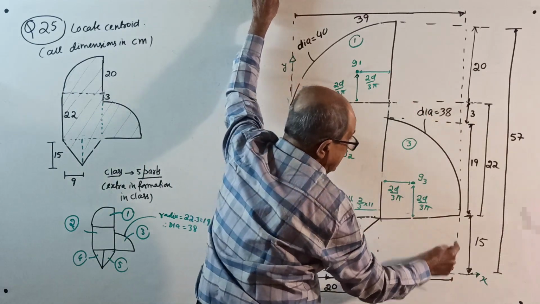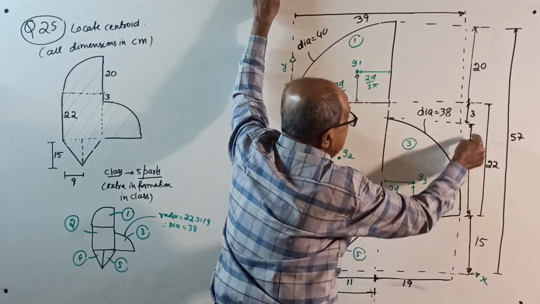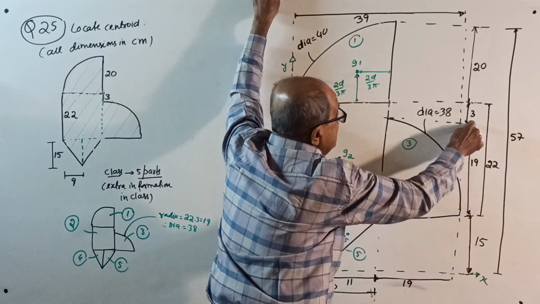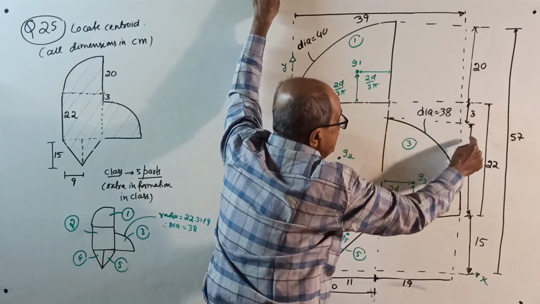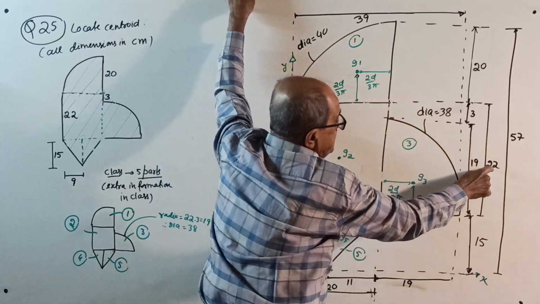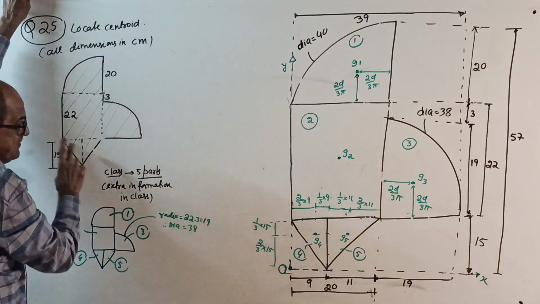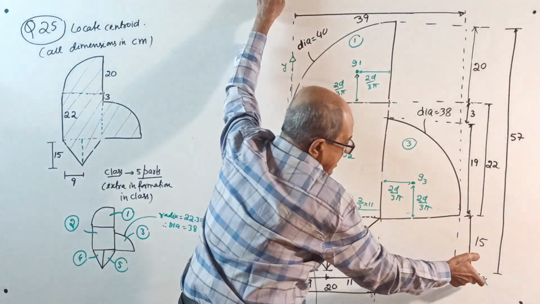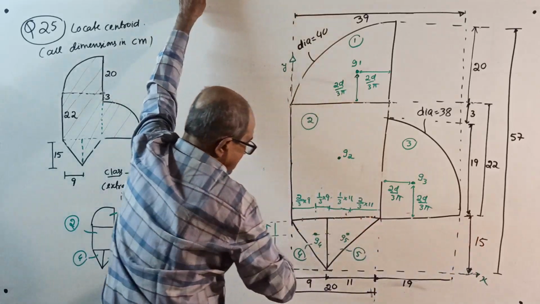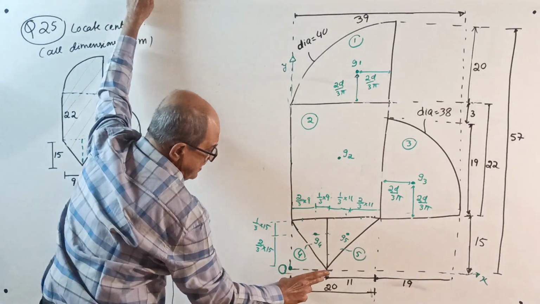So this is 19, I wrote here 19, this also 19, from here up to here 19. This is 3, this is 19, and altogether from here to here the rectangle depth is 22. Triangle: 15 is the height, somewhere there I marked. Height 15 this way, and width-wise they told this is 9, so I wrote 9 here.